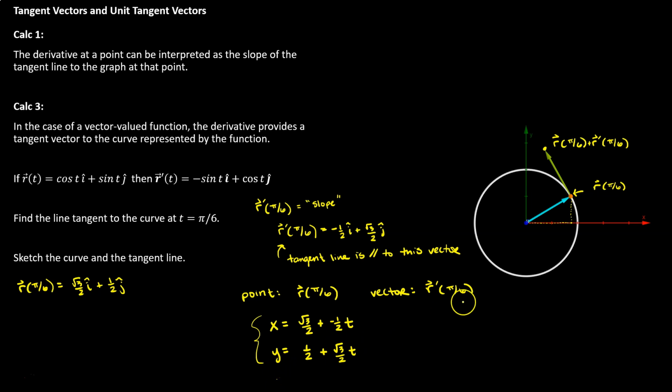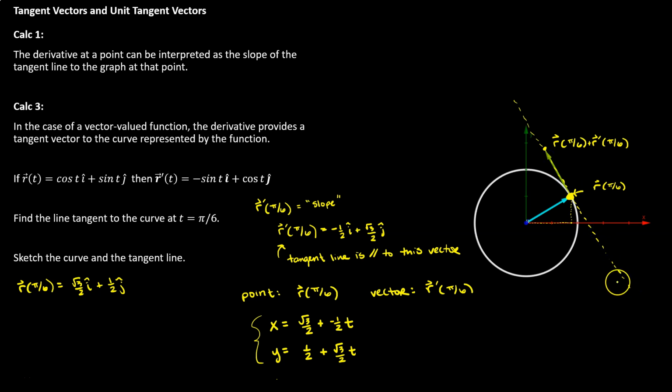And if we wanted to graph this, we would use the point on the curve, and then our line would be parallel to that tangent vector. And in this case, it's right on top of that tangent vector, not just parallel to it.